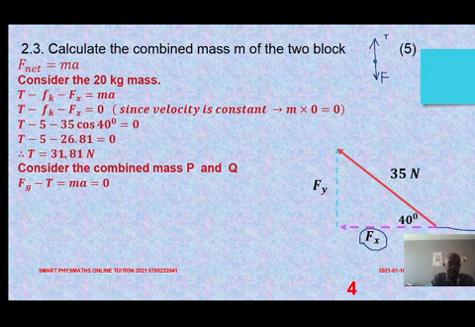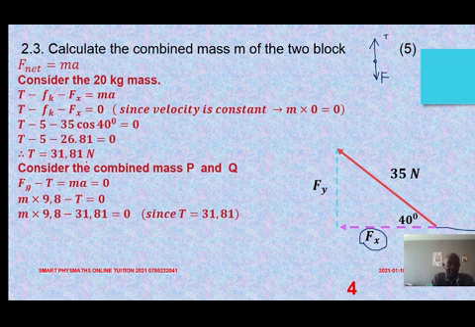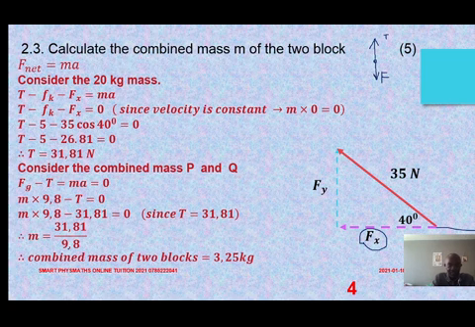Now because I have my tension, I substitute. When I do, I get m multiplied by 9,8 minus T. But what is my T? My T is 31,81 newtons. And then I simplify this. I divide 31,81 by 9,8, which gives me my combined mass as 3,25 kilograms. I hope we are still together.